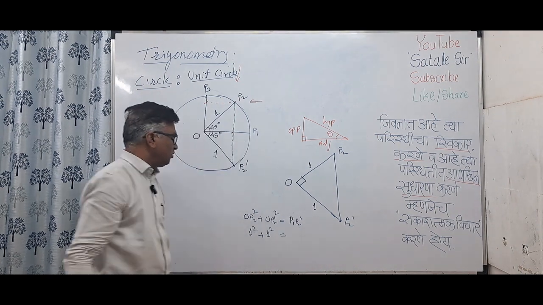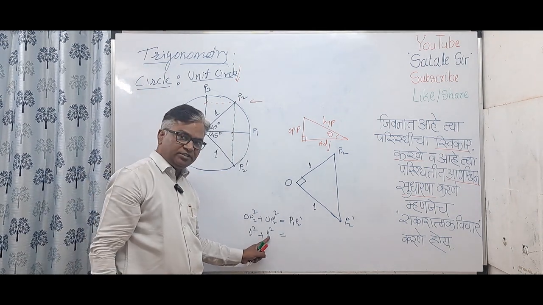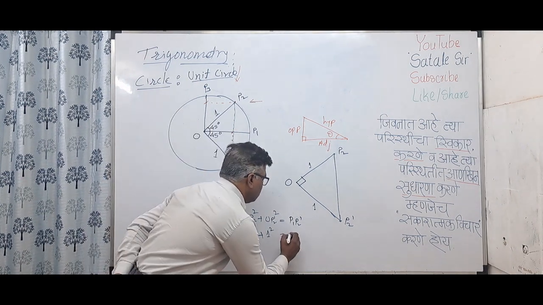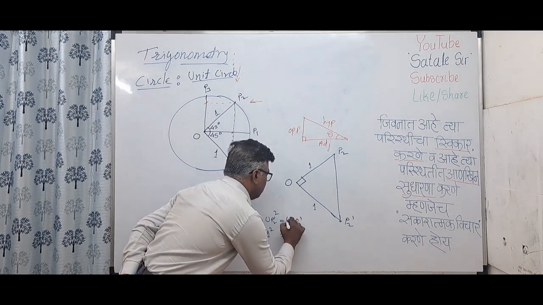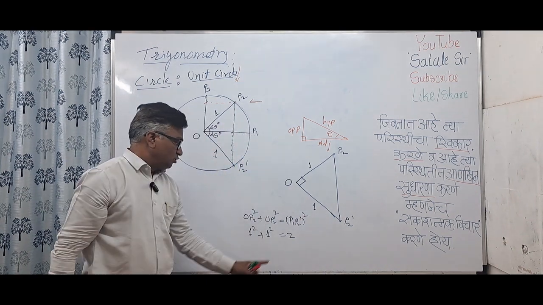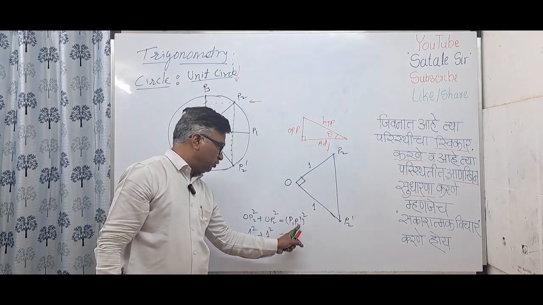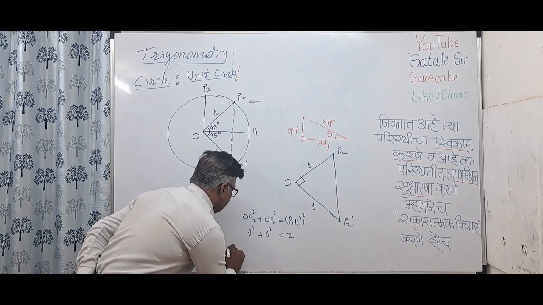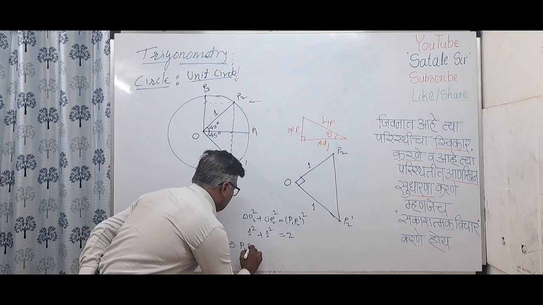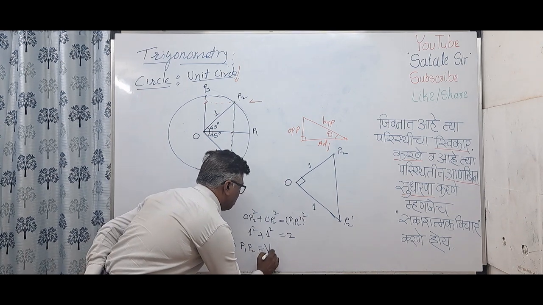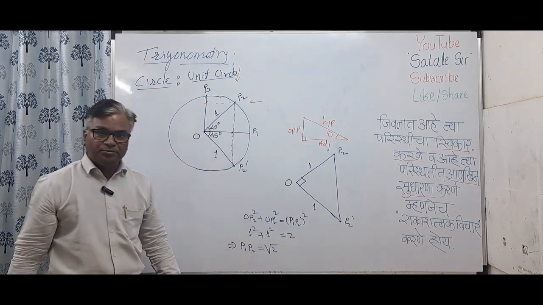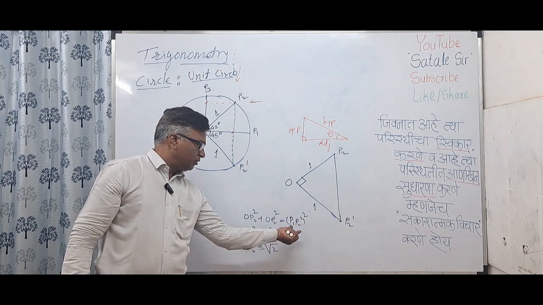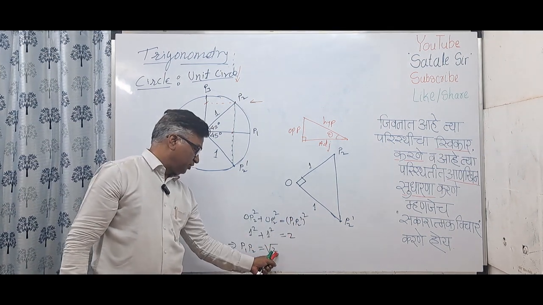This will be equal to how much now? 1 square plus 1 square is 1 plus 1, that is 2. Isn't it? So this will be 2. Sorry, here we have square again. Okay. So what is this 2 now? P1 P2 dash square, it is 2. So this implies that P1 P2 will be equal to under root of 2. Isn't it? P1 P2 dash square is equal to 2. Therefore P1 P2 will be root of this 2.